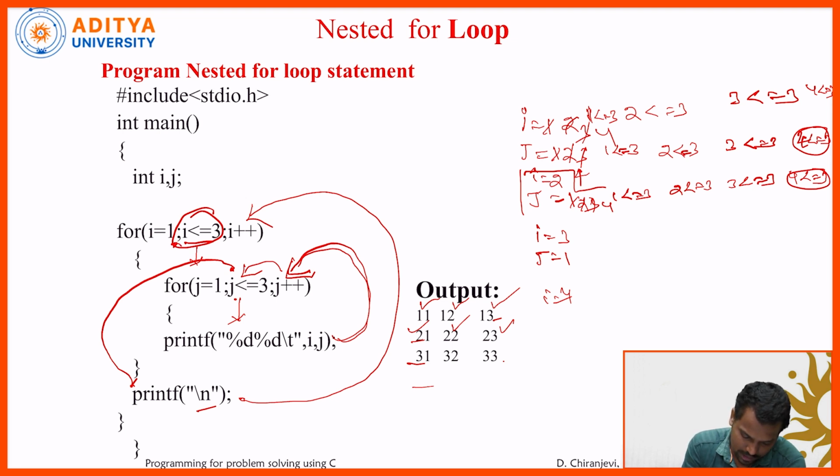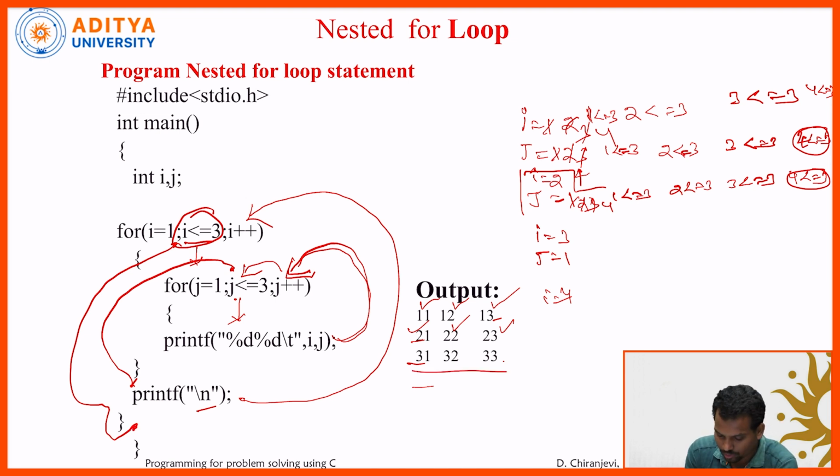Outside the outer loop is here. So nothing is there, so it will terminate. So by that time you have displayed 1 1, 1 2, 1 3, 2 1, 2 2, 2 3, 3 1, 3 2, 3 3.